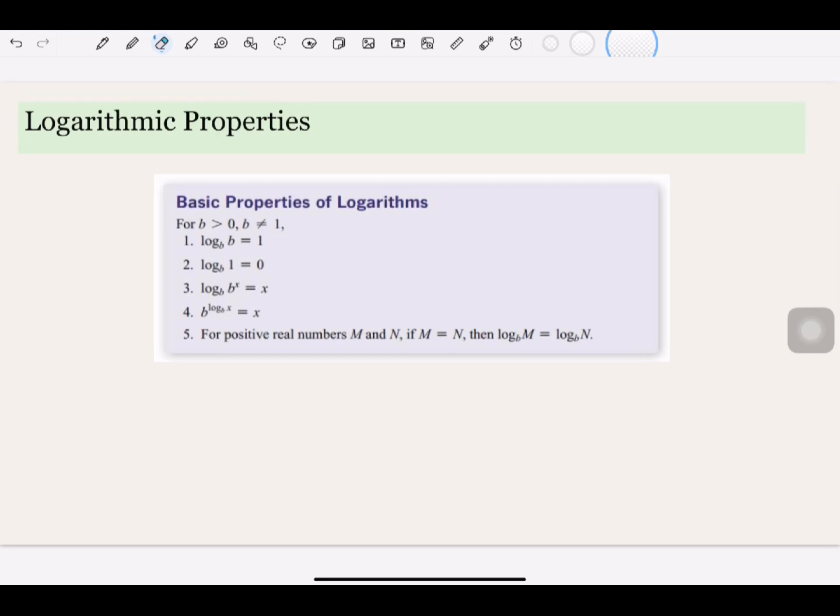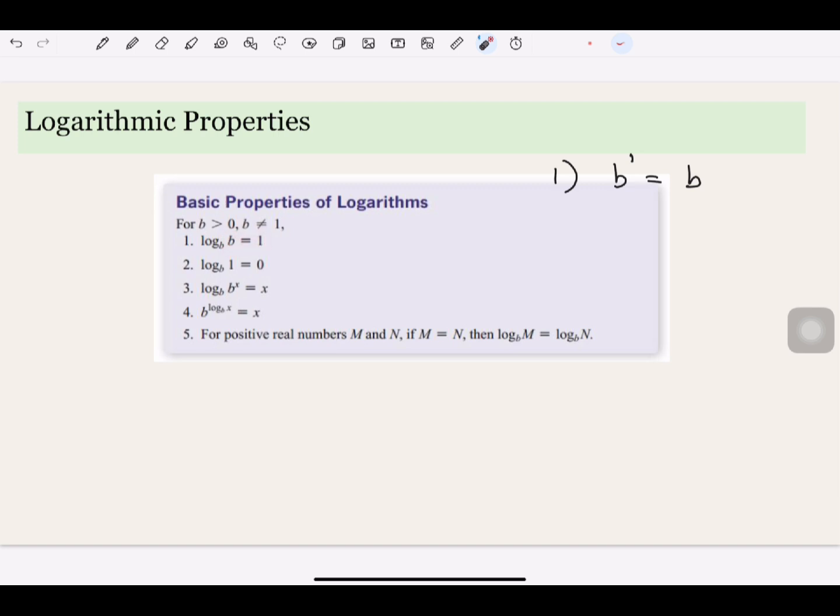Okay, so let's go over some basic properties of logarithms that will help you to simplify and evaluate log expressions. First of all, let's talk about property number one. Property number one says the logarithm of b with base b is equal to 1. This means the logarithm of the base to itself is always 1. It's because b to the power 1 is equal to b. So here the base is b and the exponent is 1.